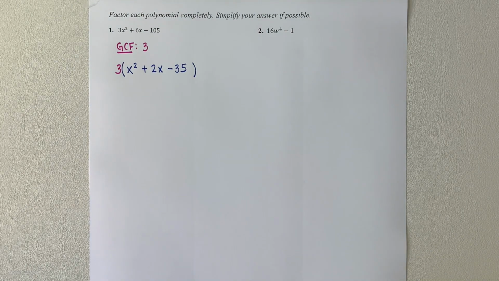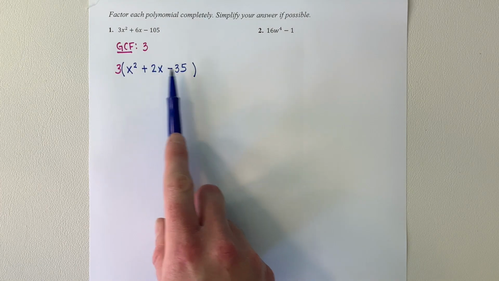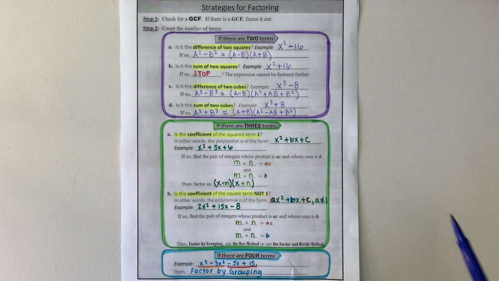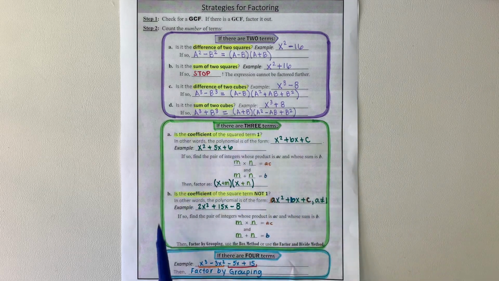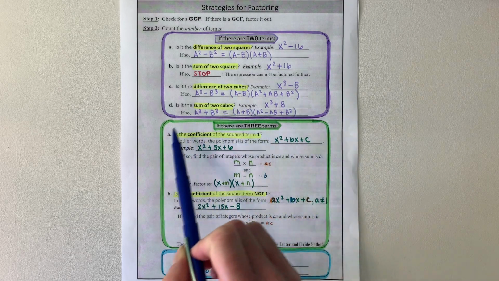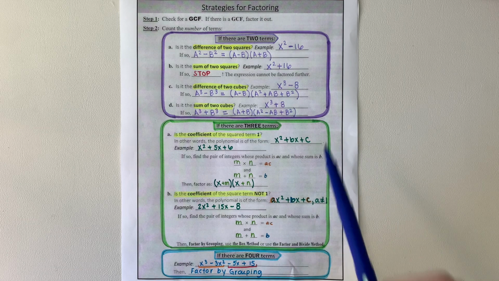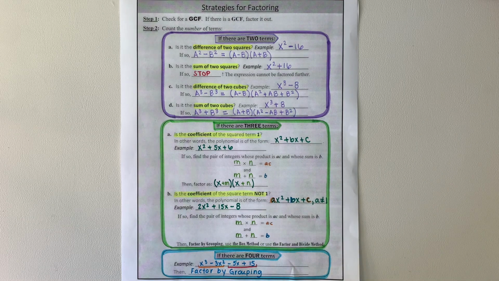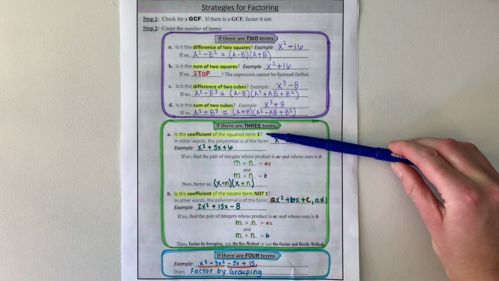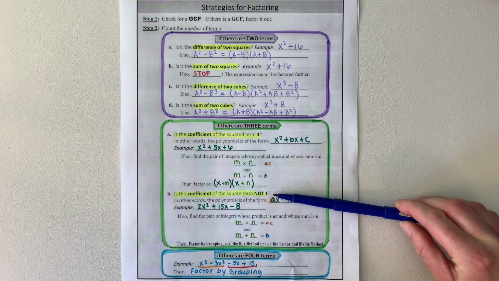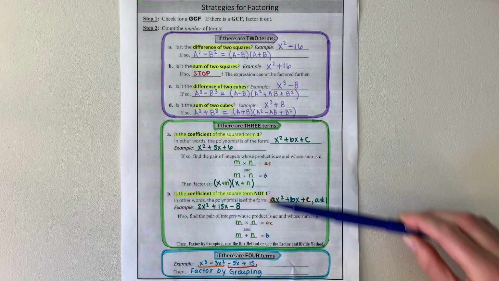After you've factored out the GCF, step 2 is to count the number of terms, because that will tell you what strategy you're supposed to use. We have 1, 2, 3 terms. So if we look back at the first page, for problems involving 3 terms, we follow the instructions in this green box here. Now we will have to ask ourselves, is the coefficient of the squared term a 1, or is the coefficient of the squared term not 1?